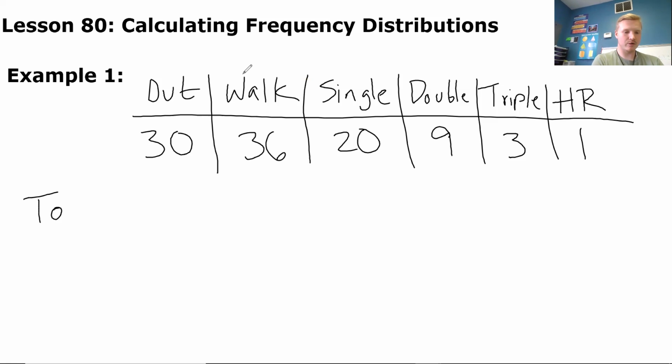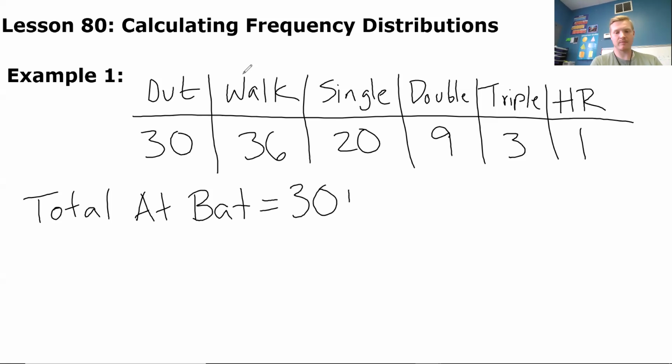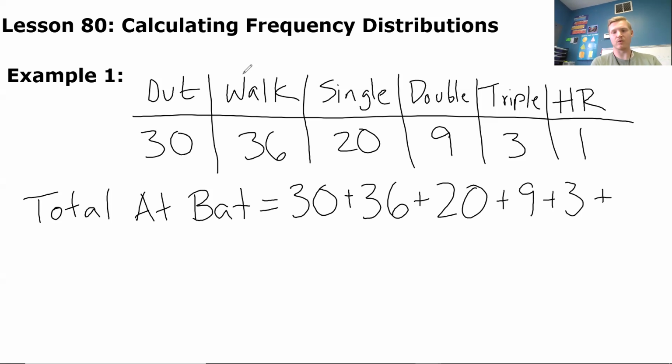So total at bat. And how am I going to do that? I'm adding them all up. I have 30 plus 36 plus 20 plus 9 plus 3 plus 1. So I'm adding up all of those different times that he was up to bat.